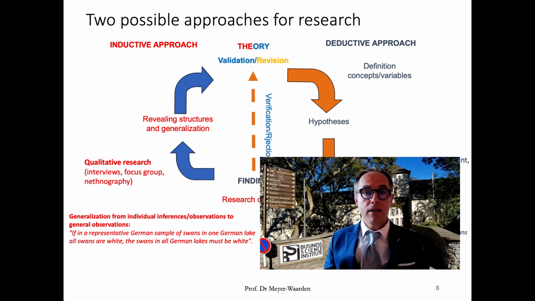That is why we're talking about inductive approaches. The generalizations come from individual inferences or observations, and we come then to general observations. For example, if in a German sample of swans, in one German lake all swans are white, then the swans in all German lakes must be white. And so we come from an individual result and try to draw the general observations from the individual result.